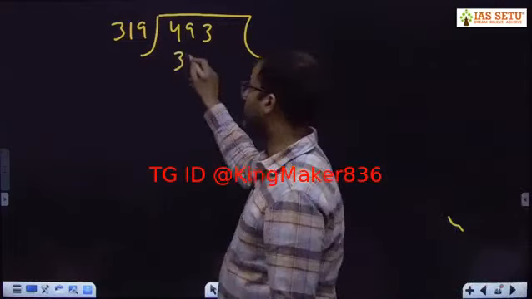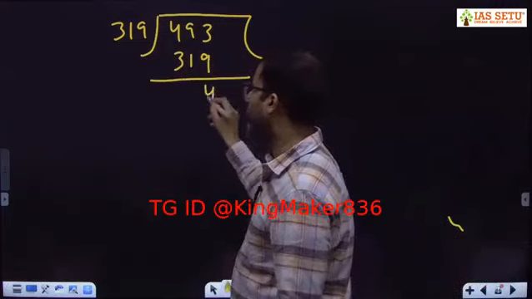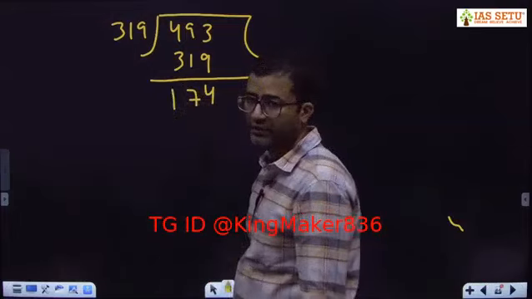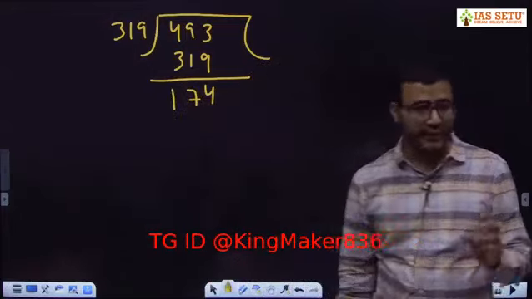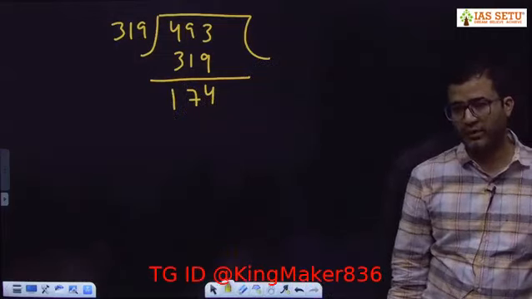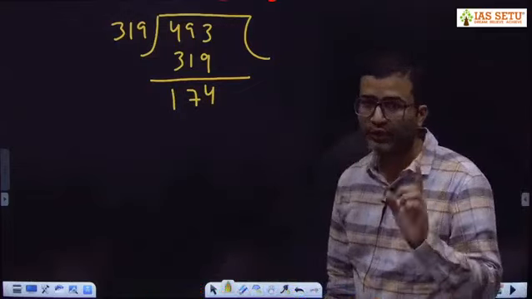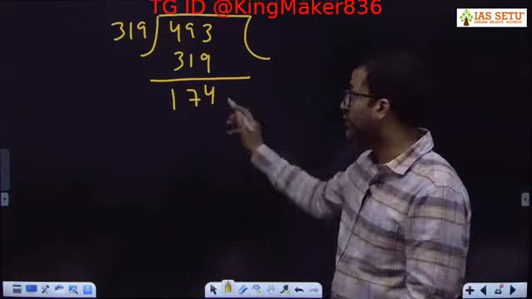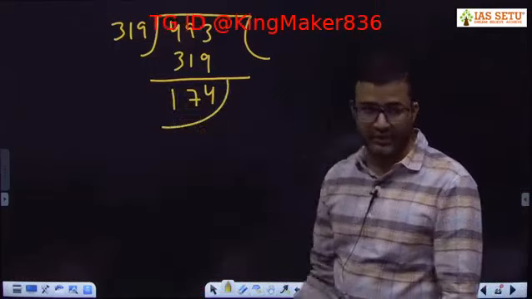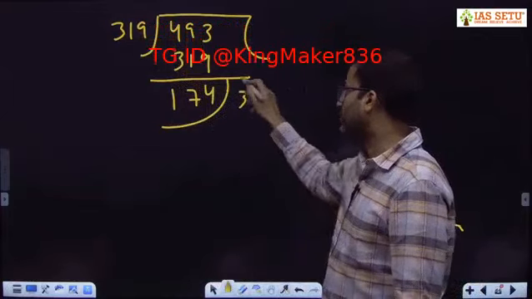So here it is 319, then we take remainder. So you have here 4, 7, 174. I repeat, step number 1, divide larger number by smaller. Take remainder. Step 2 is very important. Step 2 is this remainder will become next divisor and the last divisor become number.